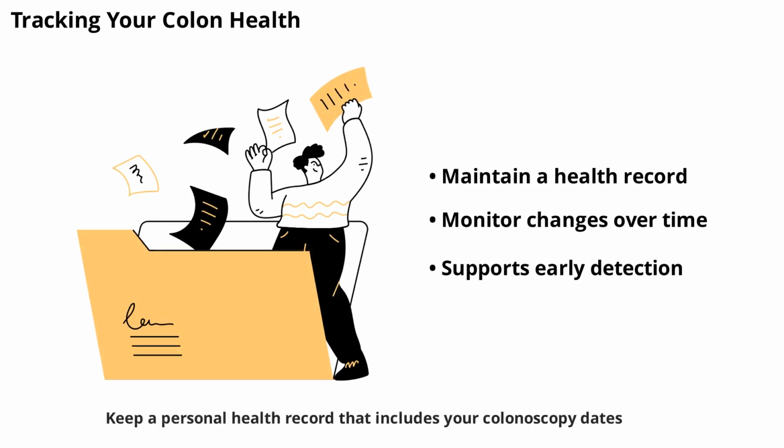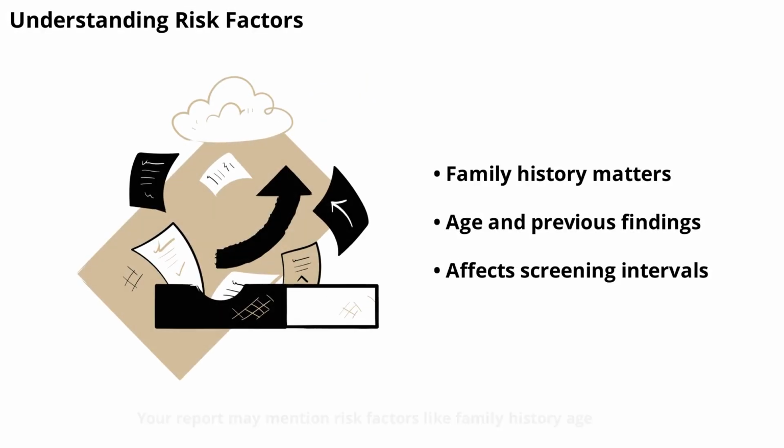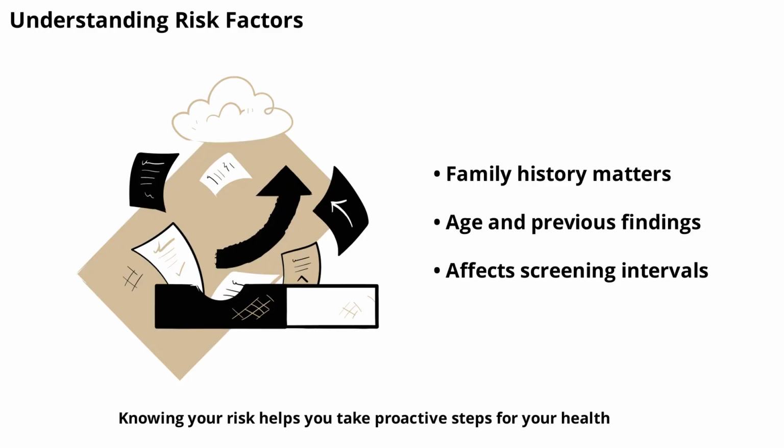Keep a personal health record that includes your colonoscopy dates, findings, and follow-up recommendations. This helps you and your doctor monitor your colon health over time and spot any changes early. Your report may mention risk factors like family history, age, or previous polyps. These factors influence how often you need colonoscopies and what follow-up is recommended. Knowing your risk helps you take proactive steps for your health.